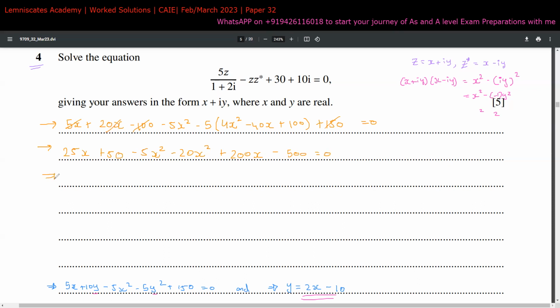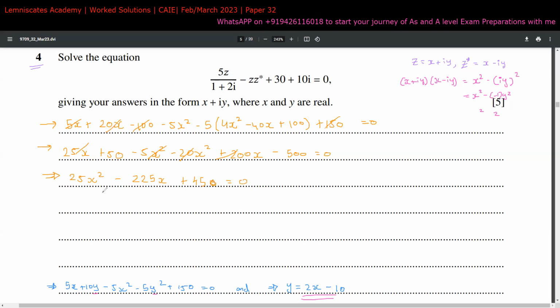Now I am going to transfer everything on the right hand side. So this is minus 25. On the right, it becomes positive 25x squared. Then the x terms is 200 plus 25 is 225, but on the other side, it becomes minus 225x. And lastly, we are having 50 minus 500, that is negative 450. On the right, it becomes positive 450. And that is equal to 0.